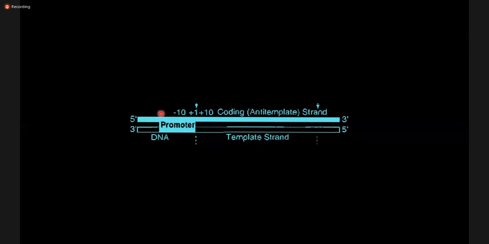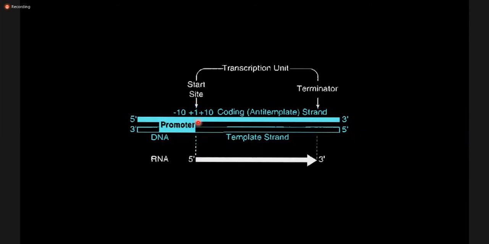In the minus region, we have promoter sequences, and then we have the coding region here on the plus direction. So the DNA strand from +1 to the termination is known as the transcription unit. So the start site to the terminator is known as the transcription unit, and this transcription unit is being transcribed and synthesizes the RNA.